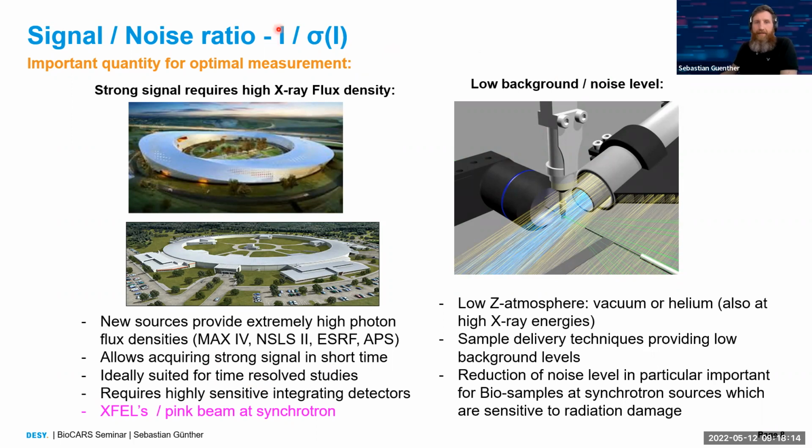On the other hand, of course, it's not only the intensity or the signal, but also the noise level, which we can manipulate, right? For example, if you have in-air experiments, usually you have a lot of scattering from the air, which can be alleviated by, for example, moving everything into vacuum, which has drawbacks by itself, of course, or you flush the interaction region with helium. You can make sure that your sample delivery technique provides by itself a rather low background, and you can look that you further reduce noise level of your biosample.